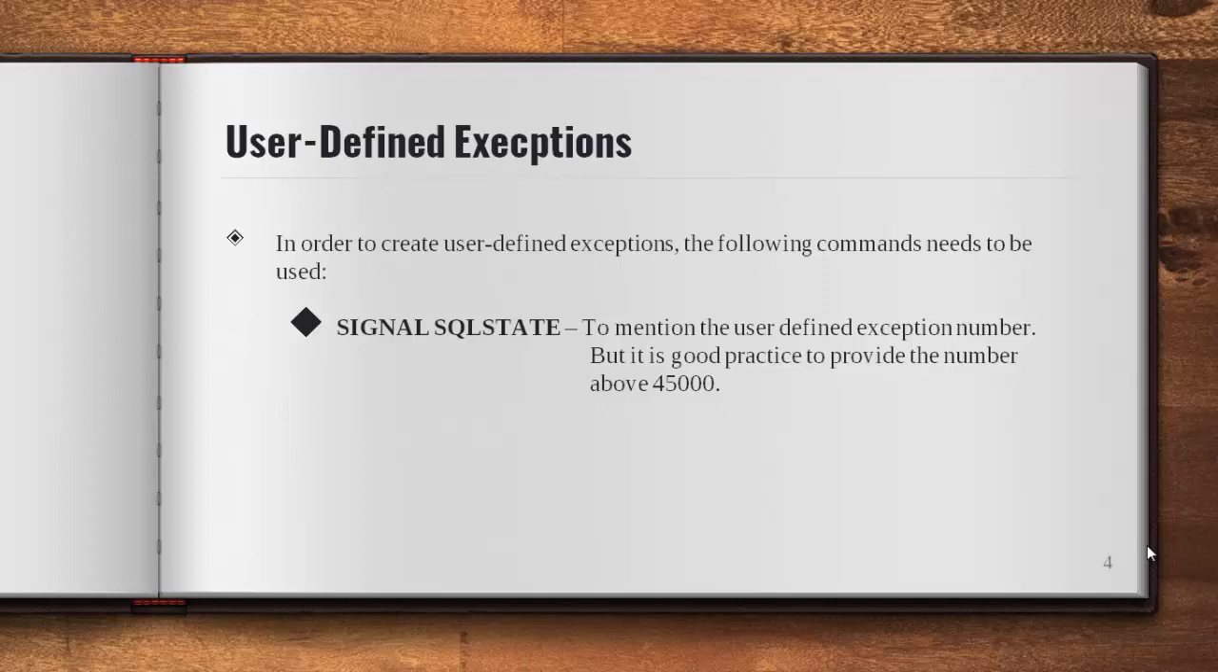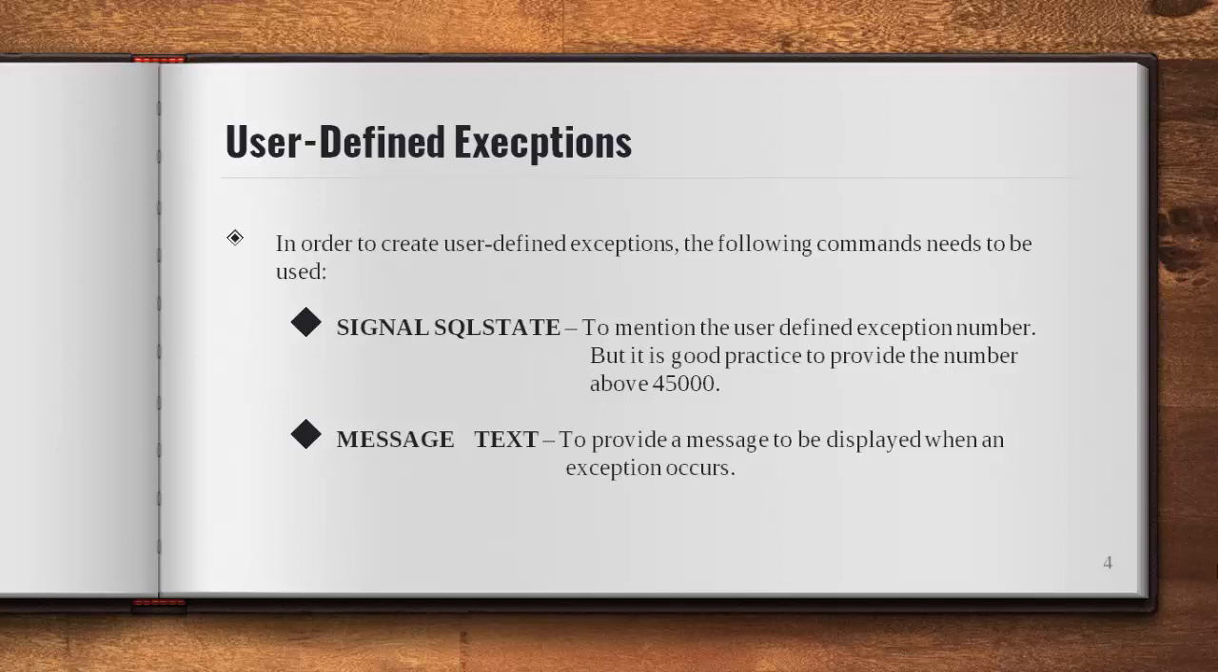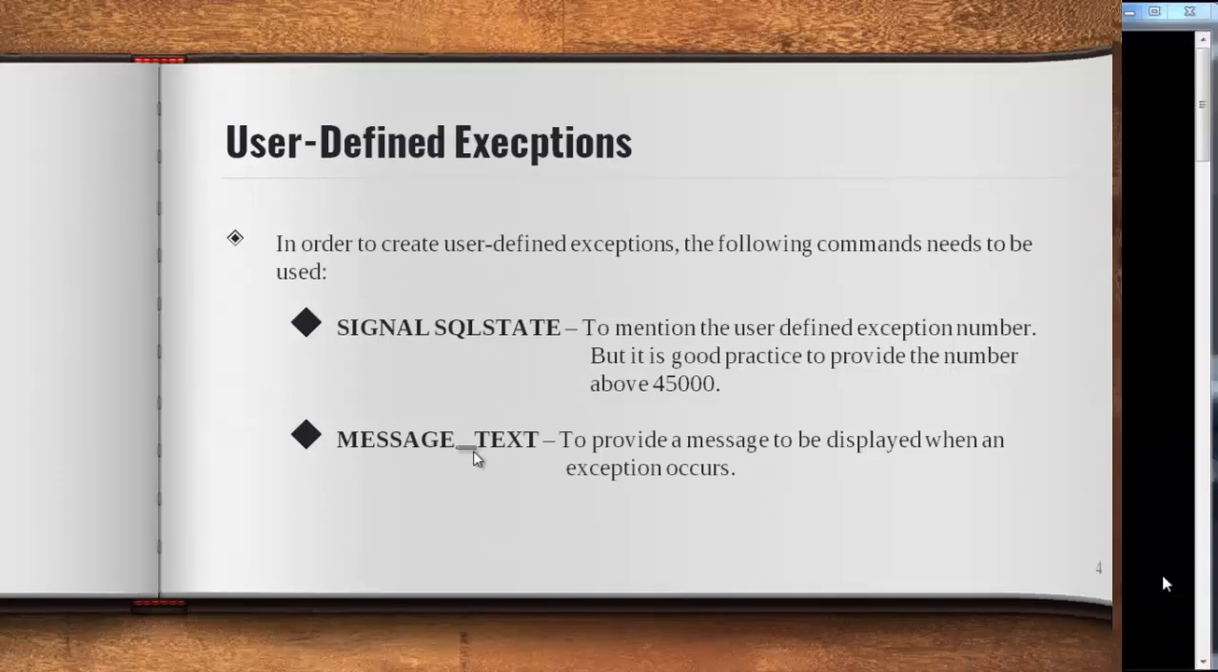Why? Because below that we have some predefined exception numbers. If you use those, you will get a bad exception number or redundant exception number error. So it is better to give a number above 45,000. The second command is MESSAGE_TEXT. Here the underscore is missing on the slide; you have to provide an underscore over here. MESSAGE_TEXT is used to provide the message to be displayed, that is, what message has to be displayed when an exception is raised. So we'll see an example.